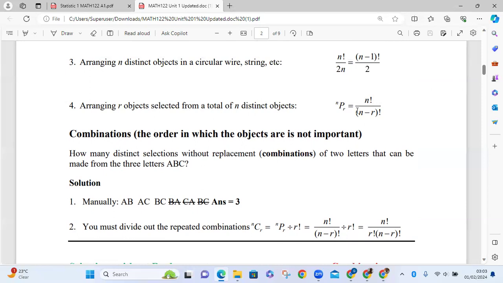n factorial over (n minus r) factorial, that's the same as nPr. And nCr is nPr divided by r factorial, because you are dividing by the repeated combinations, which is r factorial of them. And that simplifies to n factorial over r factorial times (n minus r) factorial.